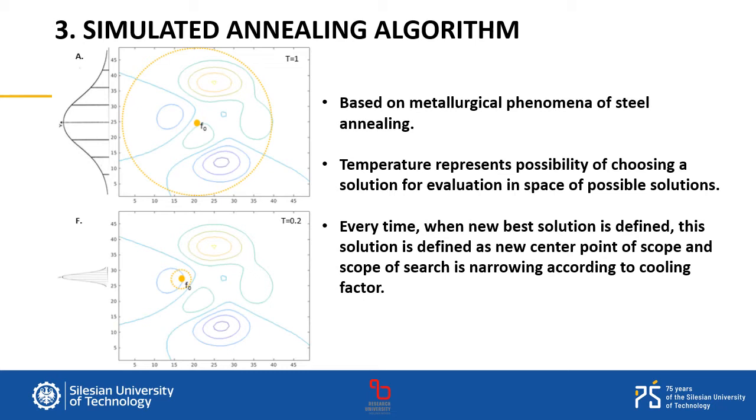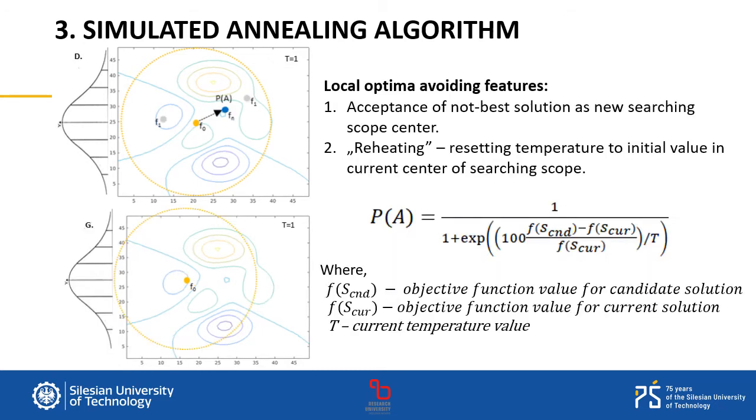Simulated annealing algorithms have mechanisms to avoid local optima. The first one is that any chosen possible solution has a given probability, depending on the temperature value, to become a new center of the searching scope. Another one is so-called reheating. It is the setting of the temperature value at the center of the searching scope for increasing the searching rate.